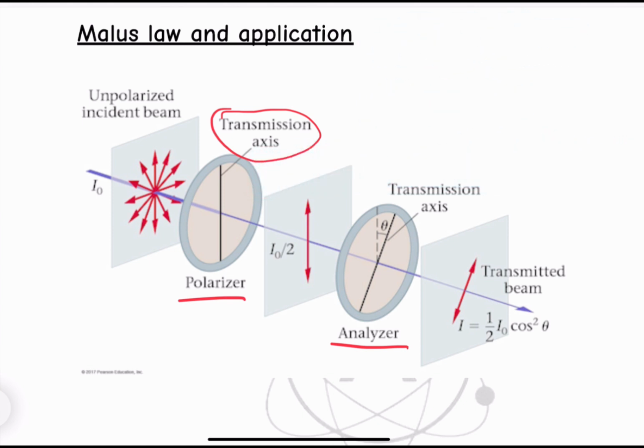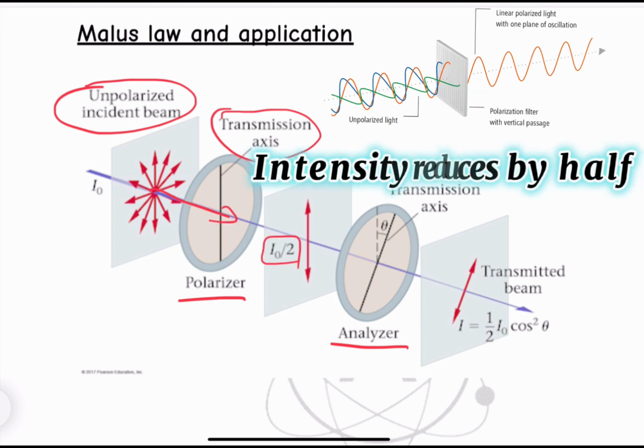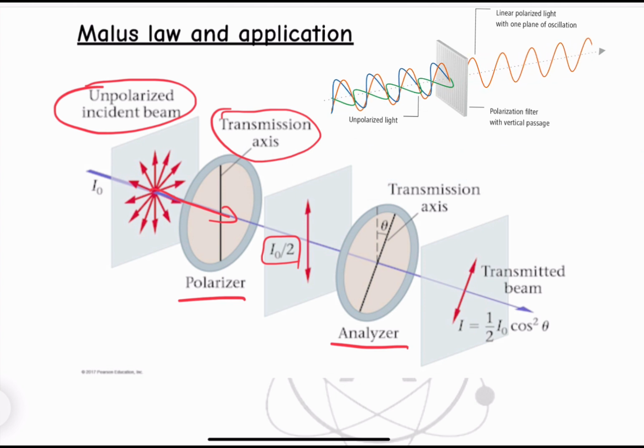So here's one first fact that you have to know. There are reasons why it happens, but usually your questions will give you light that is coming out of a first filter going into an analyzer. But just in case they give you a certain question, you should know that if you have unpolarized light, as it passes through a first polarizer, its intensity reduces by half. Remember what intensity is, the power per unit area.